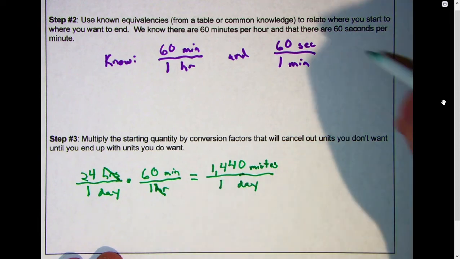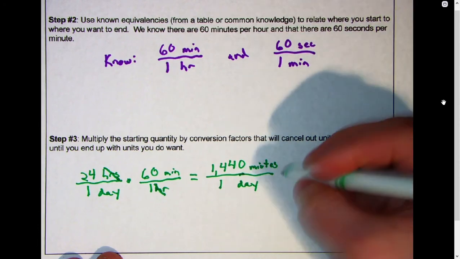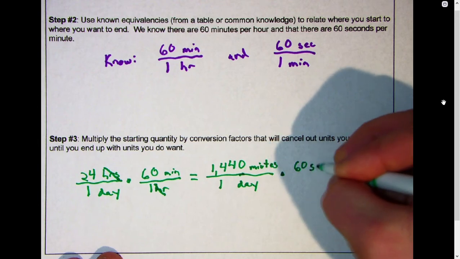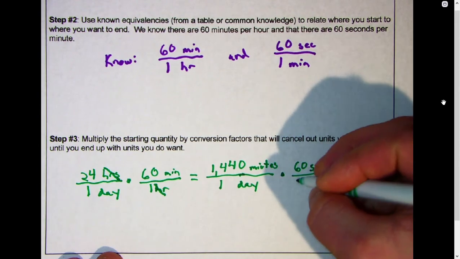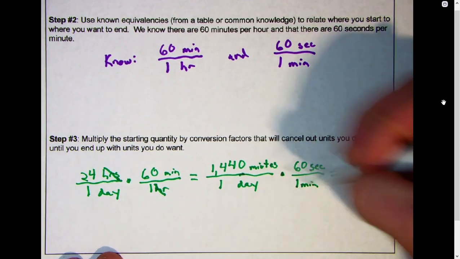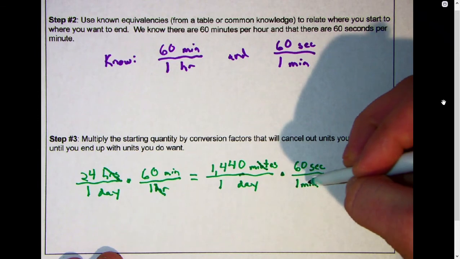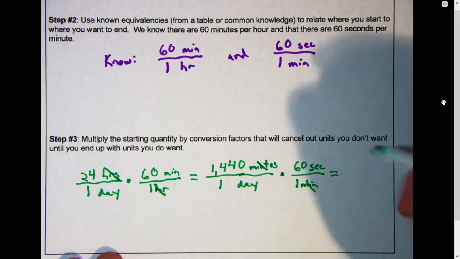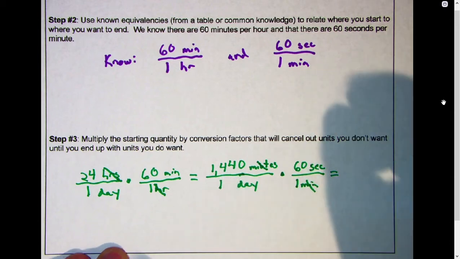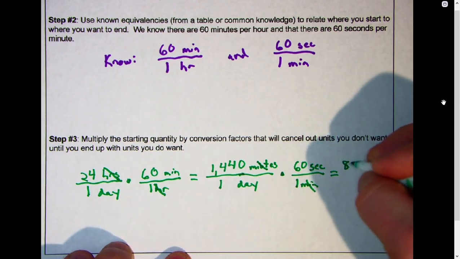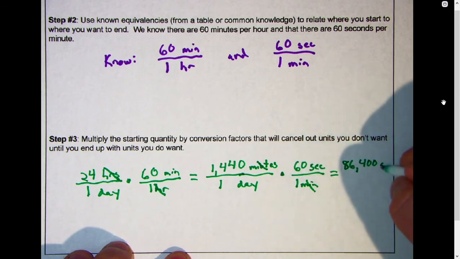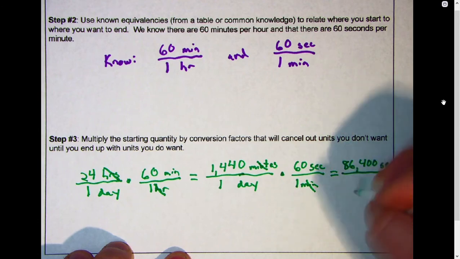Now I can use my second equivalency, this one here. I know that there are 60 seconds in 1 minute. And the same thing is going to happen. I'm going to have minutes over minutes, which is going to cancel out. And I'm just going to be left with seconds over days. And let's see, so 1,440 times 60, did this in a calculator, is just 86,400 seconds per 1 day.